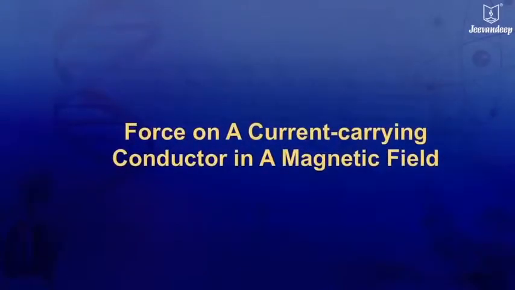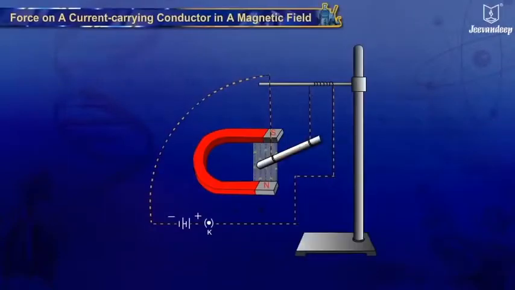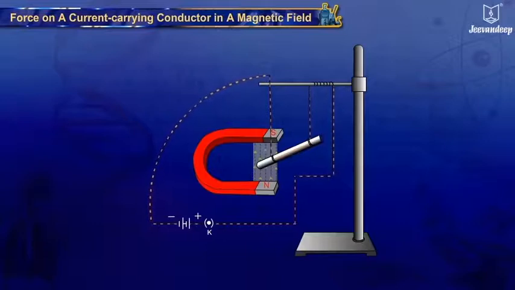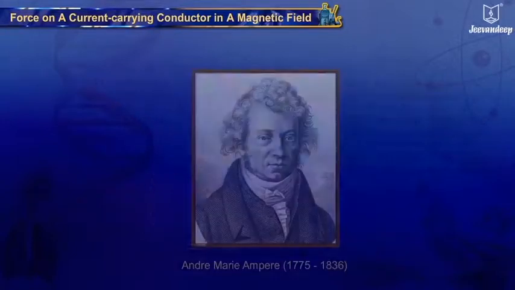Force on a current-carrying conductor in a magnetic field. In the given activity, a magnetic field is produced due to the electric current flowing through the conductor, which exerts force on the horseshoe magnet in the vicinity.